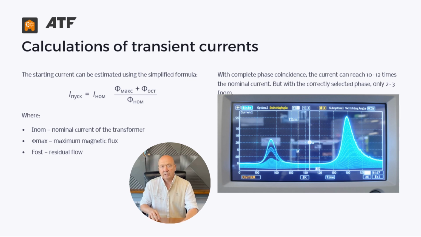Inrush current can be estimated with simplified calculations. The key factors include nominal transformer current, peak magnetic flux, and residual flux in the core. If switching happens at the worst-case phase angle, current can reach 10 to 12 times nominal, but with proper phase selection, it can be limited to just 2 or 3 times.